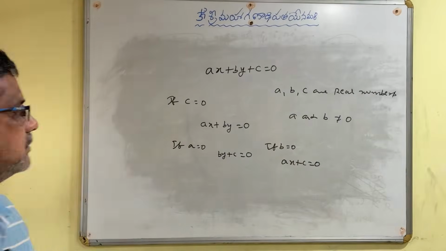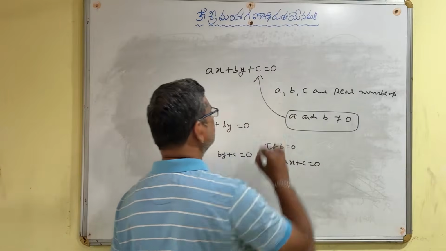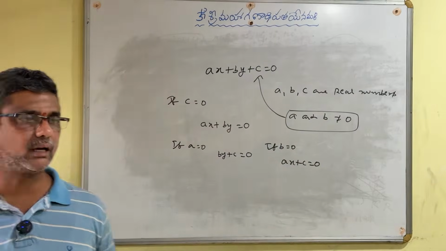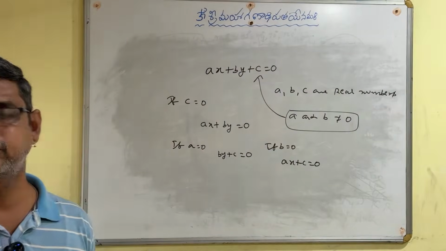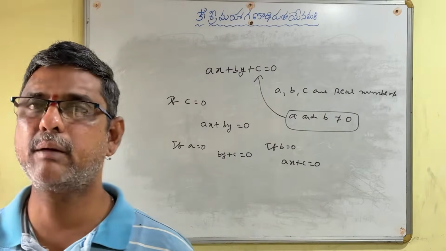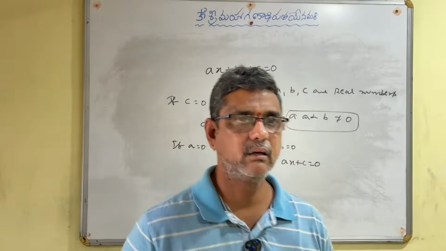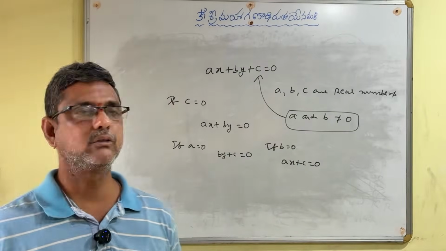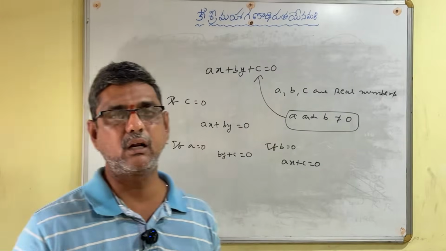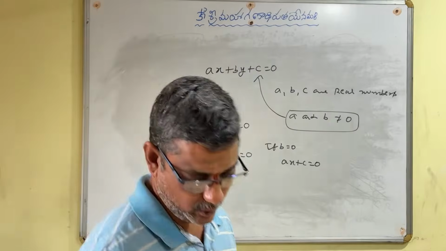That's why this condition: in this general form, a and b must not be equal to 0. c may be 0 or may not be 0, no problem in that, but a and b must not be equal to 0. So this is what we call the general form of a linear equation in two variables.